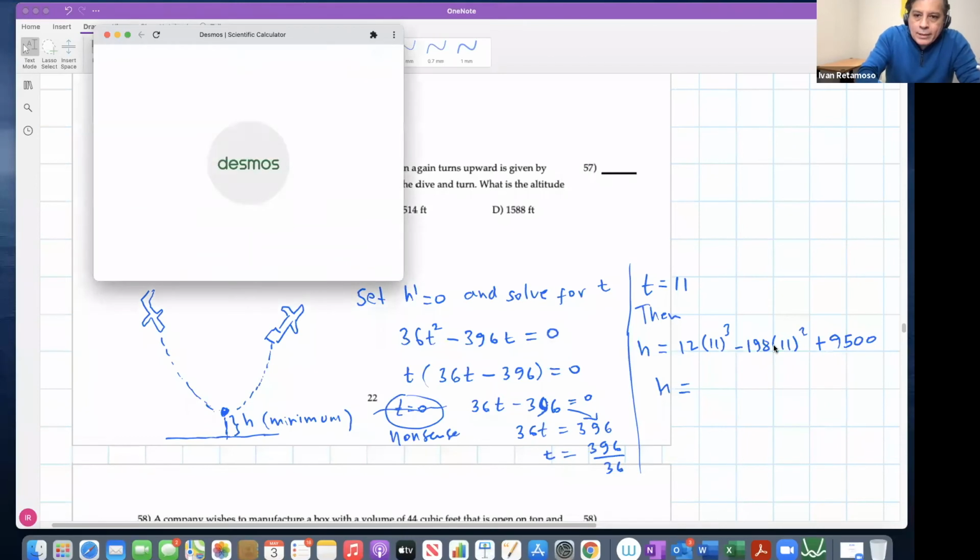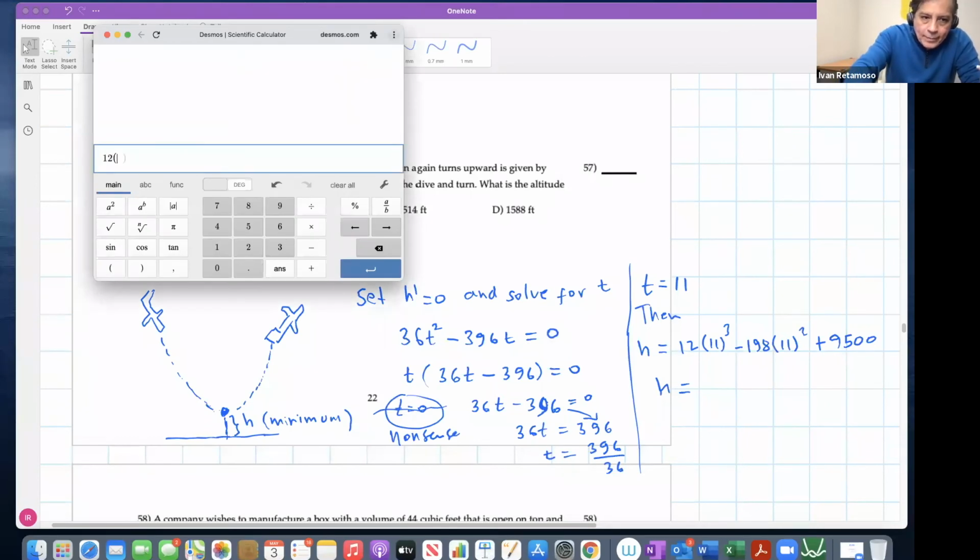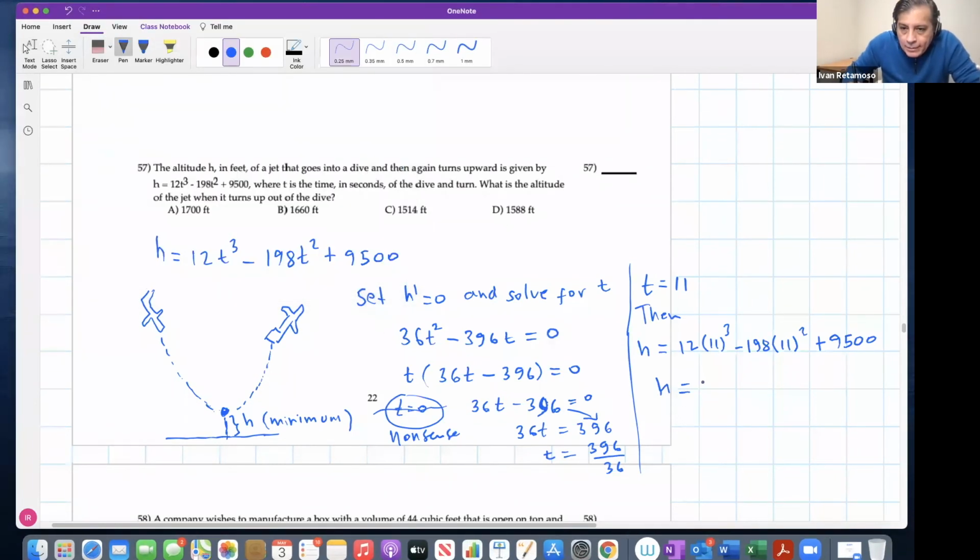So let's compute it together in our calculator, using this Desmos scientific calculator OER material, guys, for you to use free. Okay, squared plus 9,500, right? And I get 1,514. 1,514. Let's attach the units, feet, right? 1,514 feet is the minimum height, right? That's it. Very good.